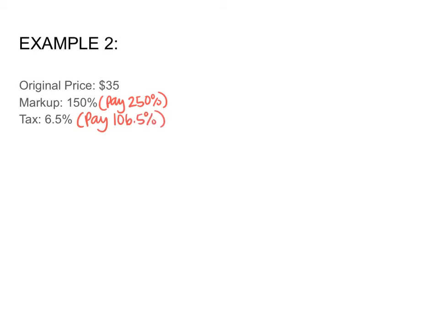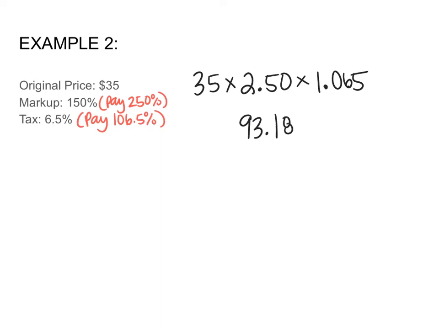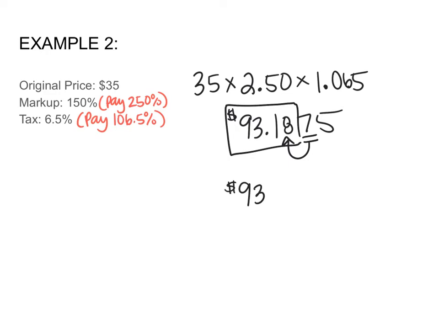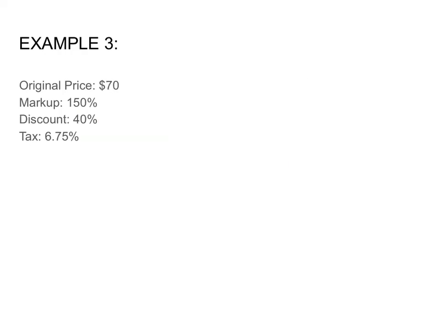I write it out as an equation, $35 times the price with the markup percent, and then times tax as a percent. I get a really long number, 93.1875. But remember, we only deal in dollars and cents. We just use this back number to see if we round up or leave it the same. I get $93.19 as my final answer.